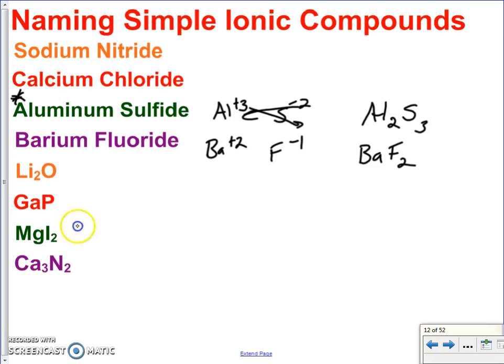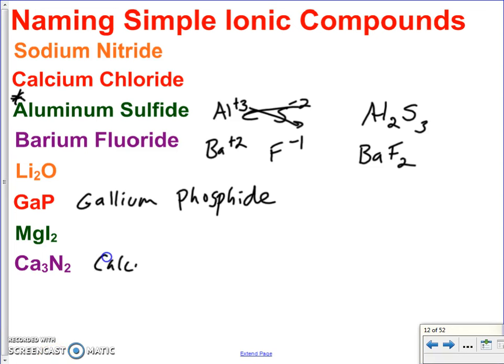Okay, let's look down here. Let's see if I want to name these. This is gallium and phosphorus. So I'm not even going to worry about charges because the charges are already simplified if they're in a formula like this. So Ga is just gallium, so we'll write gallium. Phosphorus is phosphide. Let's look at Ca3N2. Ca is calcium. Okay, N is nitrogen, it becomes nitride. So this compound is calcium nitride.